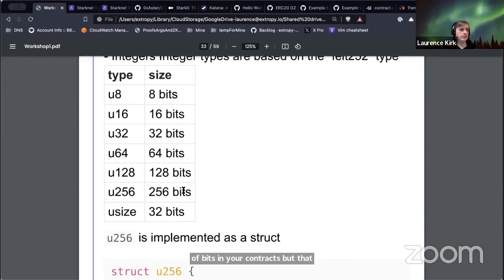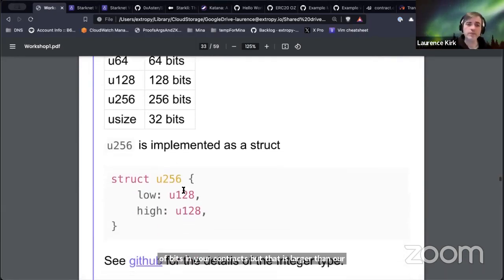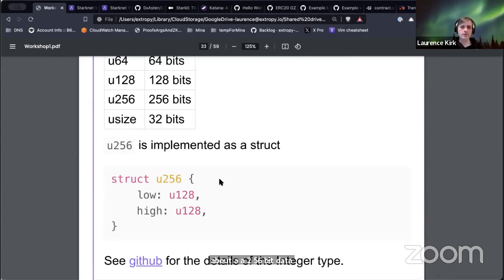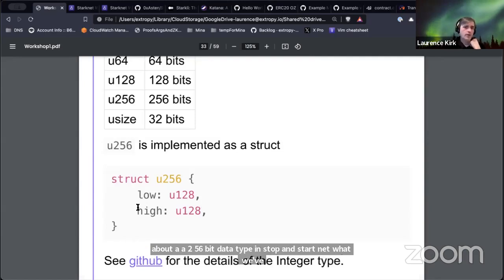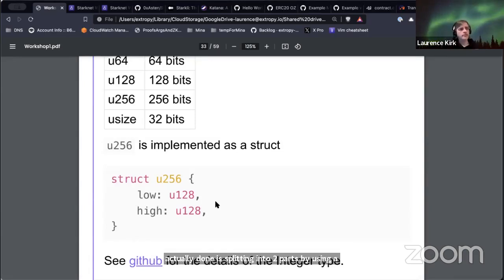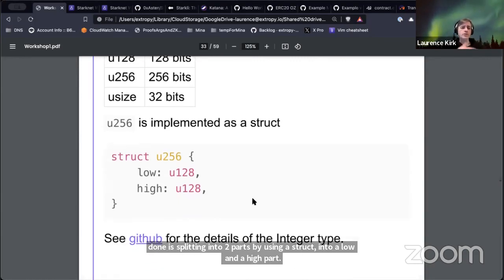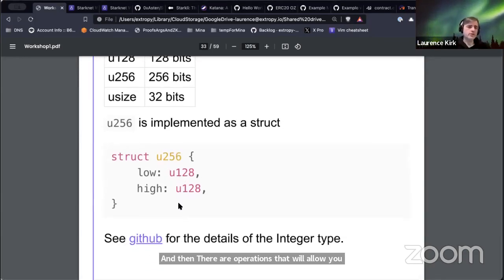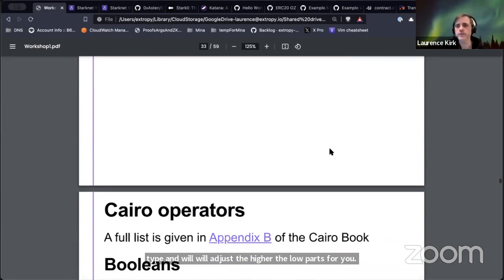But that is larger than the 252-bit felt that we have available. And so the way we get around that is we split it up. When we talk about a 256-bit data type in StarkNet, what we've actually done is split it into two parts by using a struct into a low and a high part. Then there are operations that will allow you to handle this as if it was a native data type, and will adjust the high and the low parts for you. If you want more details, there's a link to that there.